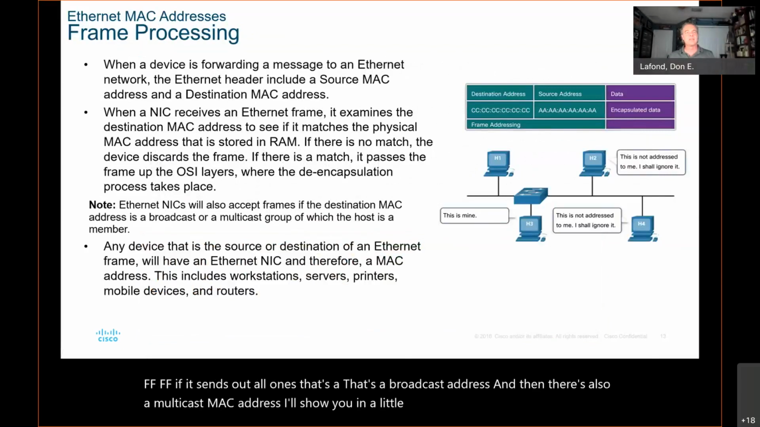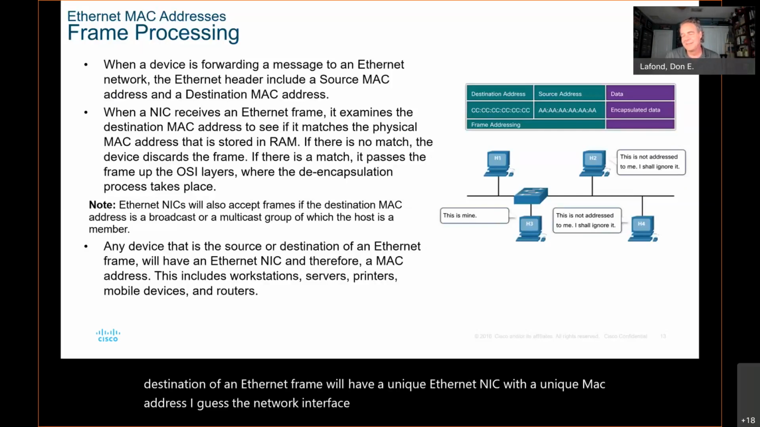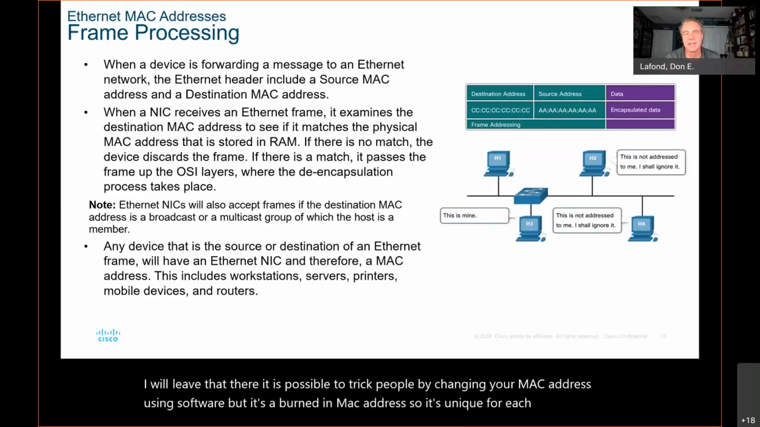Any device that is the source or destination of an Ethernet frame will have a unique Ethernet NIC with a unique MAC address. I guess the network interface card isn't really unique. You buy a model, but it is unique because it has a physical address attached to it. I'm going to leave that there. It is possible to trick people by changing your MAC address using software, but it's a burned-in MAC address, so it's unique for each NIC. So ultimately, each NIC is unique.